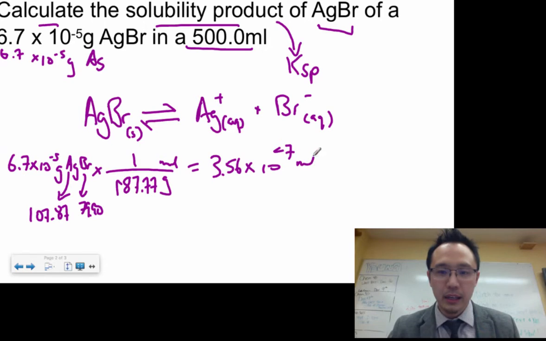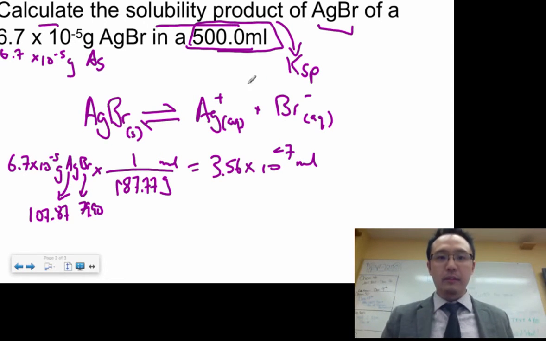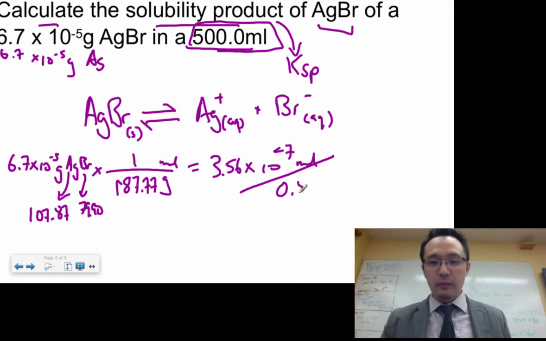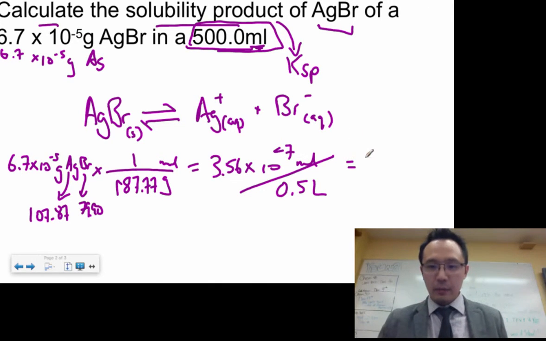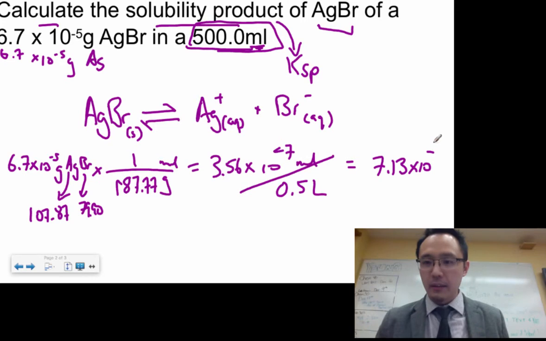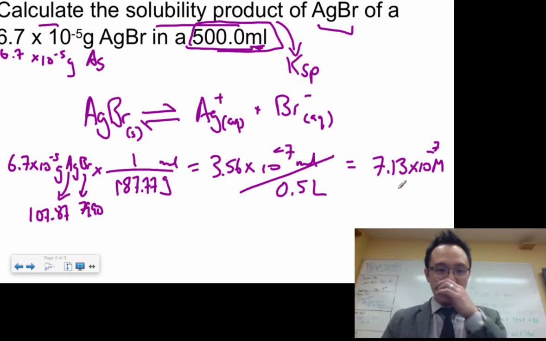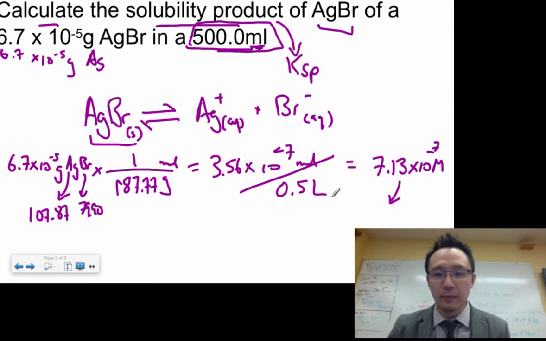moles. This is not done yet because we have to change this into our molarity, so we need to divide this by 0.5 liters, not in milliliters but liters. So this is going to be divided by 0.5, giving me an answer of 7.13 times 10 to the negative 7 molarity. So what we just calculated is basically the concentration of AgBr. So this is AgBr at equilibrium.